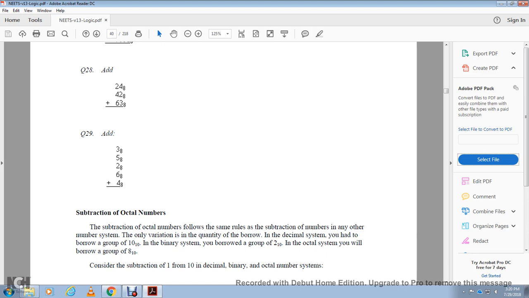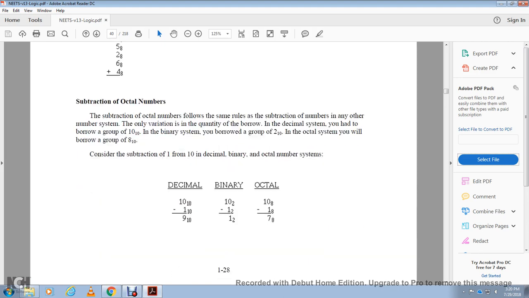Consider subtracting 1 from 10 in the decimal, binary and octal number systems. Decimal 10 base 10 minus 1 base 10 is 9 base 10. Binary 10 base 2 minus 1 base 2 is 1 base 2.